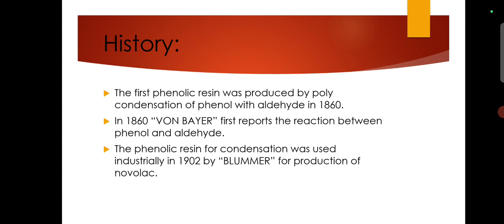Now, coming on to the history of phenolic resin, it was first produced by polycondensation of phenol with aldehyde in the year 1860. In 1860, von Baeyer first reported the reaction between phenol and aldehyde. The phenolic resin condensation was used industrially in the year 1902 by Blumer for production of Novolac.